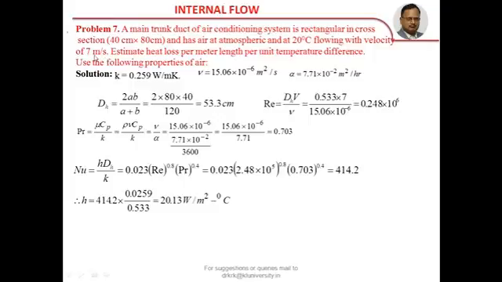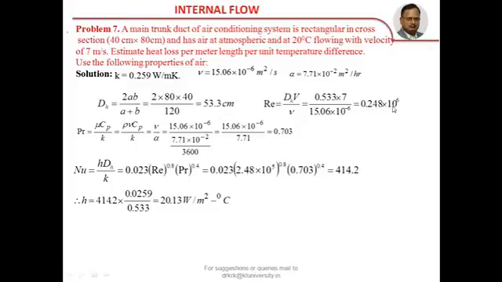So let us move to problem number 7, wherein an air conditioning system is taken in which air is flowing through a rectangular duct. So far we have seen the problems related to circular cross-sectional pipes. Now let us take a rectangular duct of 40 by 80 centimeters through which air at 20 degrees centigrade is flowing with a velocity of 7 meters per second. You are asked to determine the heat loss per meter length and per unit temperature difference. Properties of air are also given, so you need not worry about the bulk mean temperature, etc.